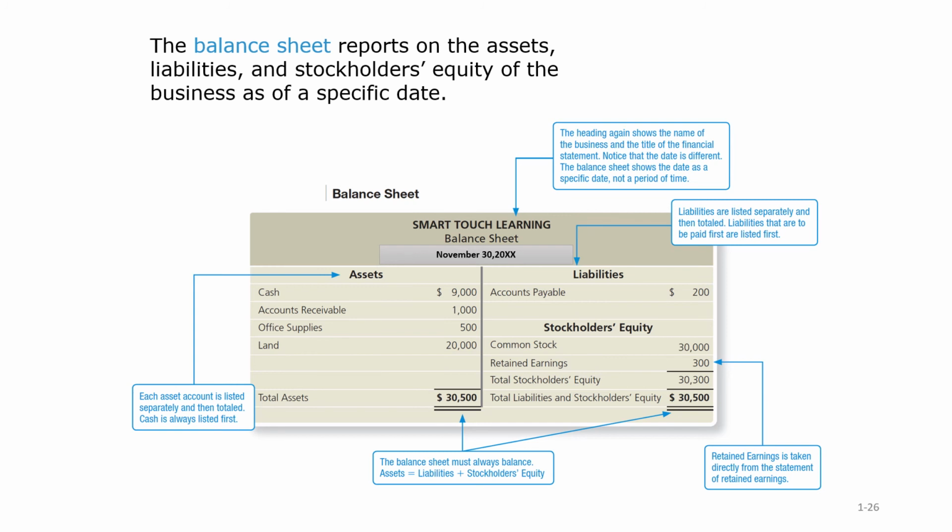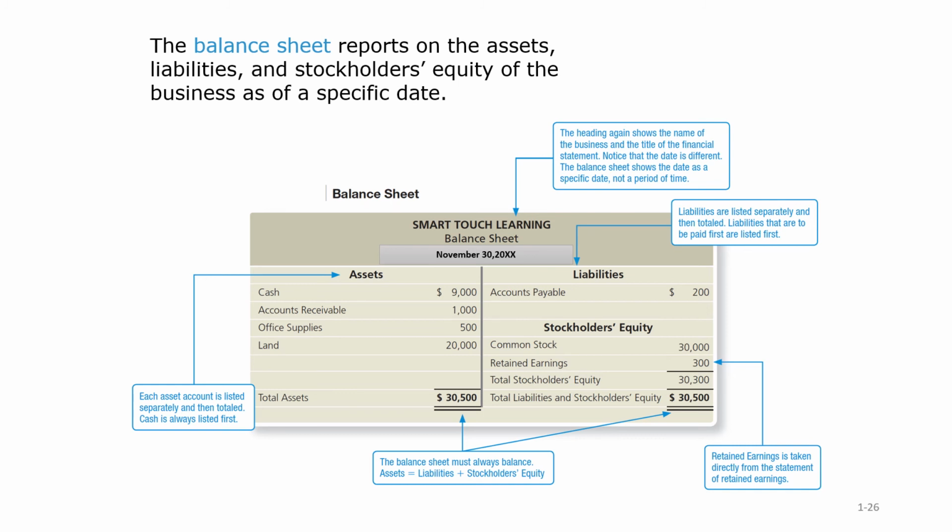You'll note the interconnectivity of the statements again, where we see the ending balance of the retained earnings account, which came from the statement of retained earnings. It's not that beginning balance of $0 that we saw, it's the ending balance of $300 that carries forward to the balance sheet. And looking at the balance sheet, we'll be changing it as we move forward throughout some future chapters in the course.